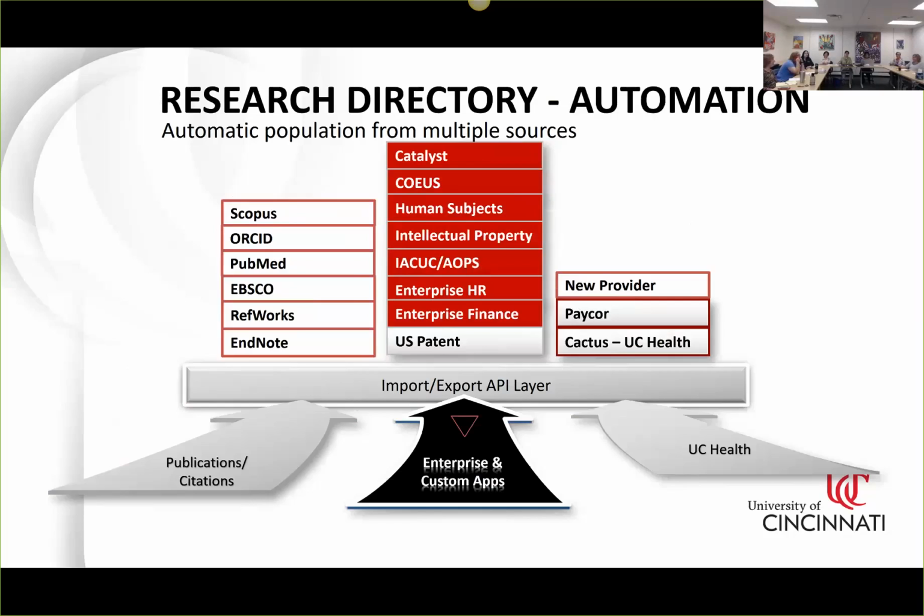On the right-hand side, these are fairly new. We're actually now pulling in information from K4 for UC Health folks, and Cactus, which is another UC Health data source, and something called a new provider form. So anytime a new person is added on the clinical side, we will have access to that data. The reason is that in the very near future, they will be launching a new UC Health website. As a part of that, it will now be driven by the research directory.